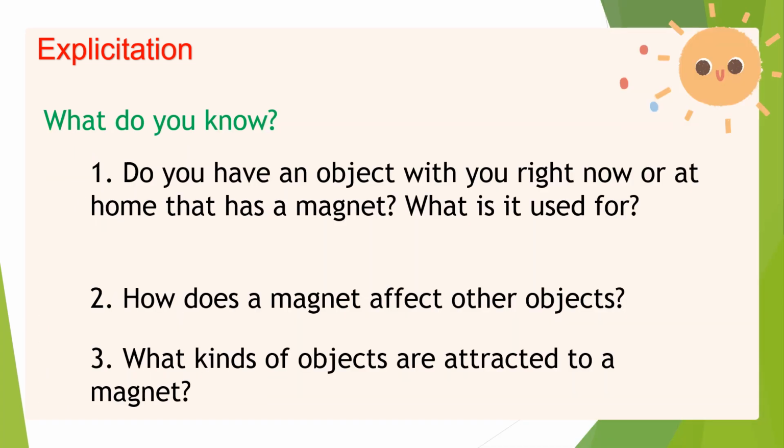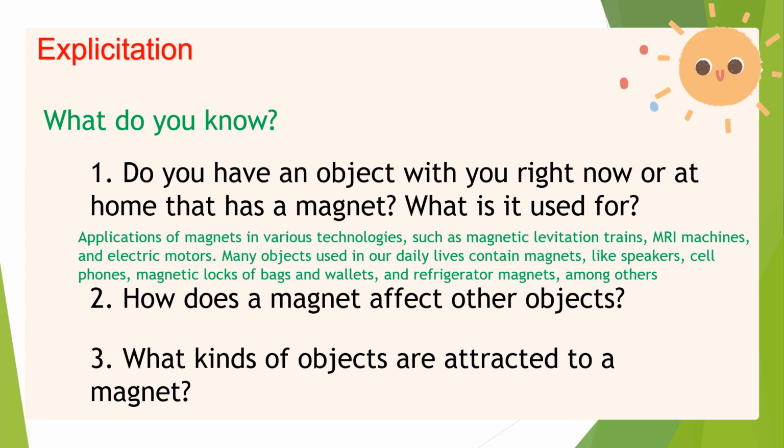I have here a few questions for you to think about and share your answers. First, do you have an object with you right now or at home that has a magnet? What is it used for? Okay, so there are different applications of magnets in various technologies, such as magnetic levitation trains, MRI machines, and electric motors. Many objects used in our daily lives contain magnets, like speakers, cell phones, magnetic locks of bags and wallets, and refrigerator magnets, among others.